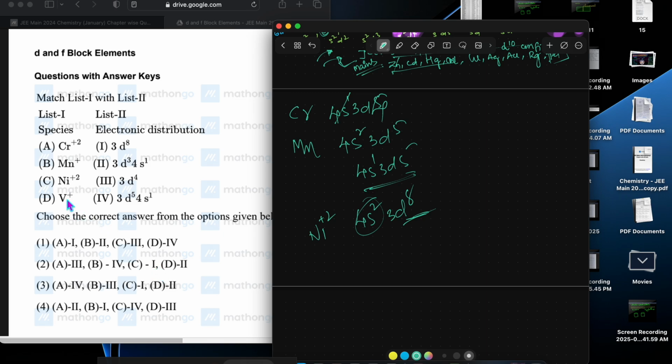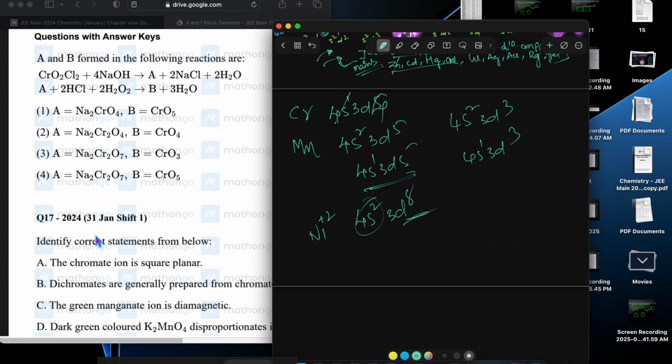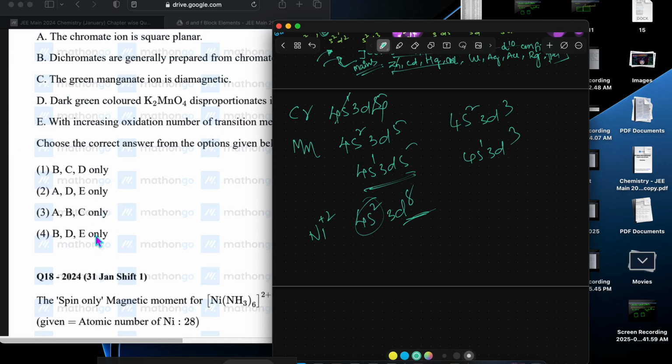Okay, and vanadium, scandium, titanium, vanadium, 4s2 3d3, vanadium plus have 4s1 3d3, 4s1 3d3 is 2. So answer is second option.